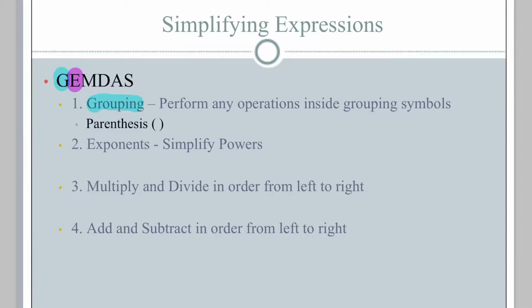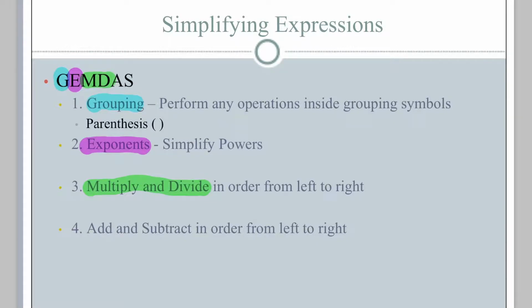After we simplify our grouping symbols, we're going to look at exponents. We're going to simplify all powers. So this might be x squared or a number squared or a number cubed. We're going to simplify all of our exponents second, followed by M and D.